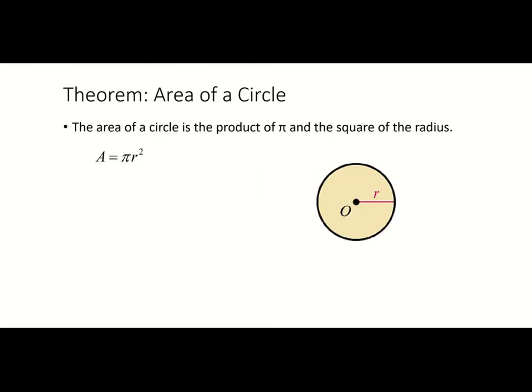All right, just a reminder, the area of a circle is pi times radius squared. So the formula is pi times radius squared. We did look at this in chapter 2, so again, this is just a review. And we're going to apply it to some real-world situations.